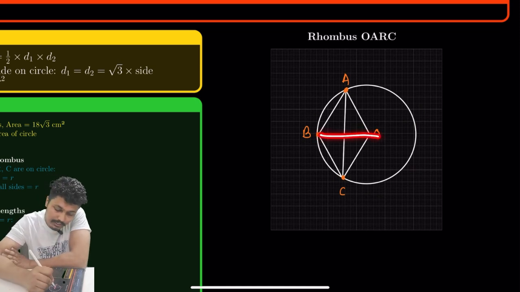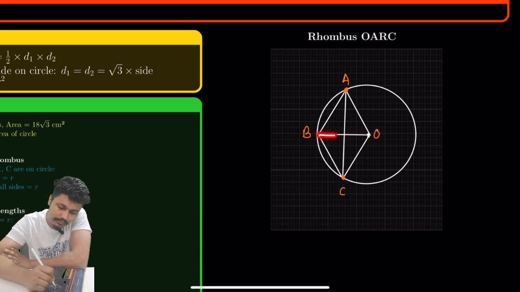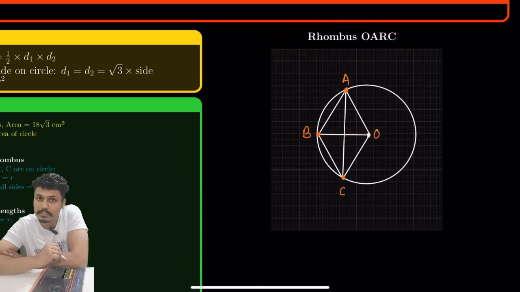So the radius is this one, right? BO. This is the radius, right? So I need to find the radius first. How to find the radius? For that we need to understand the formula for a rhombus.